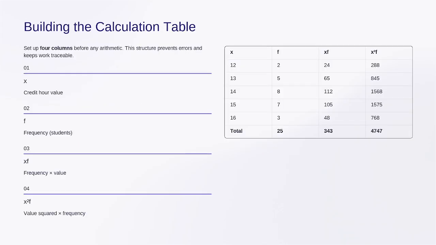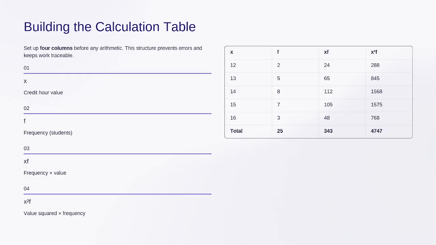Before calculating anything, we will prepare four important columns. First column is x, which contains the value. One more important thing, if in the place of x we have a class interval like 10 to 20, 20 to 30, 30 to 40, in that case you should take the midpoint as the value of x. Now the second column is f, which contains the frequency. The third column is xf. This is simply the value multiplied by frequency.